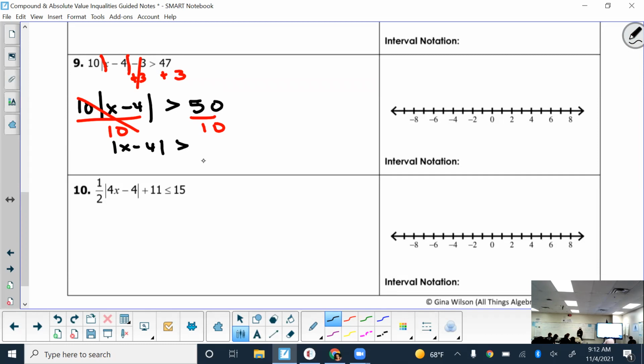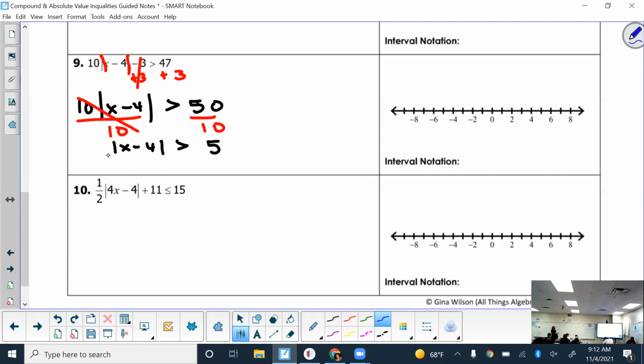On the right, also, do I need to flip the sign? No, you don't, because you divided a positive. So only when you divide a negative or multiply a negative. On the right, what's 50 divided by 10? 5. All right, good. So is step 1 complete now? Yes, we isolated the bars. Step 2 is to do what? This method, right? You have to make it 2 separate problems.